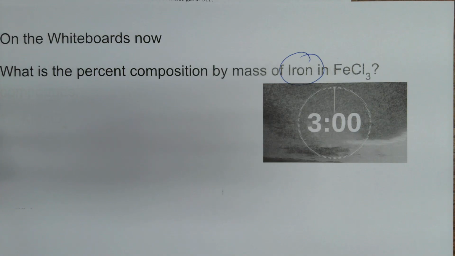All right. When the music stops, we'll review it together. But you want to try it on your whiteboards. Calculate your molar mass of your compound. Divide the molar mass of your element by said compound. Multiply that by 100.